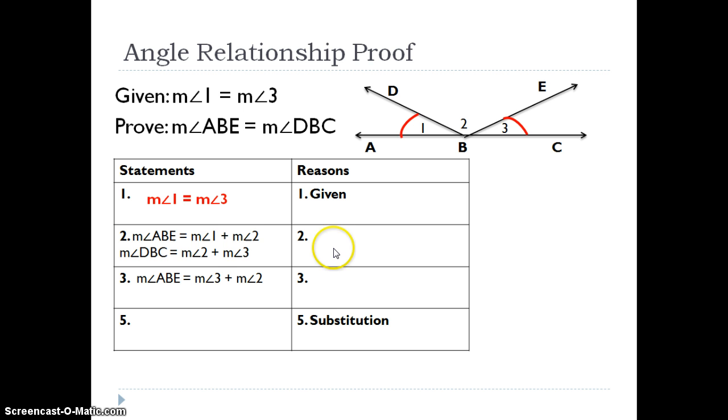Next, we need to figure out the reason for our next statement. Well, I see that I'm adding two angles together to get a bigger angle, and I'm adding two angles together to get the bigger angle. So I know my reason for this is going to be angle addition postulate.